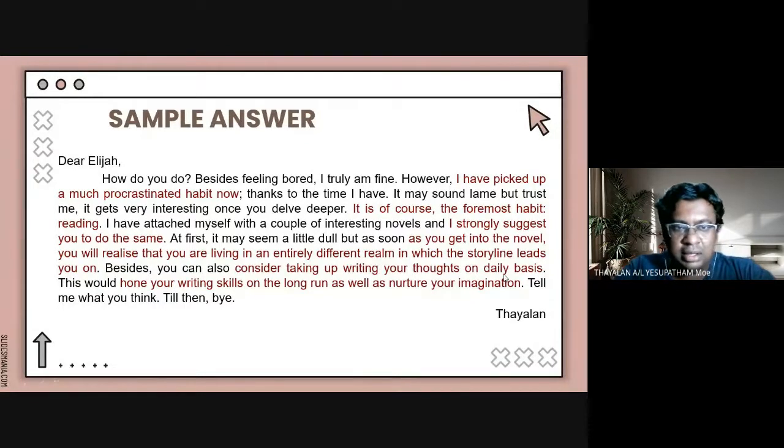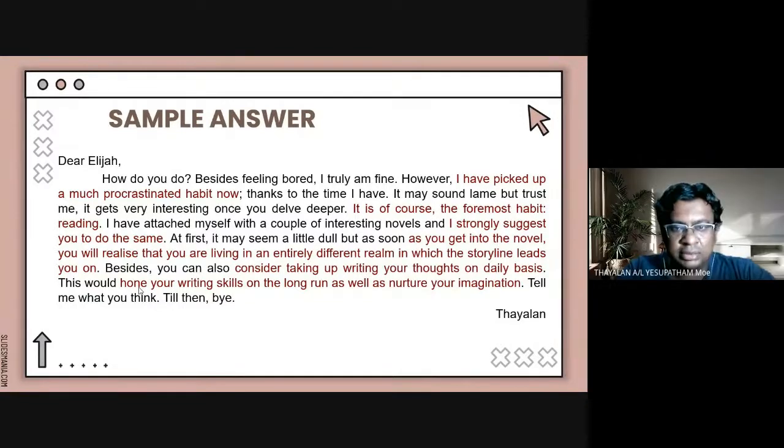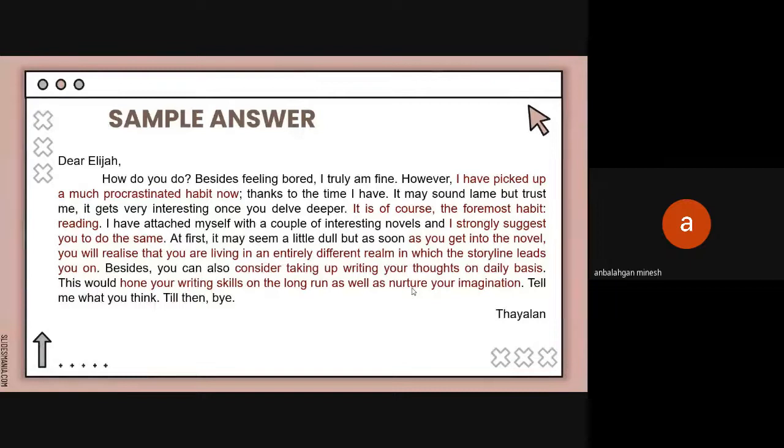And then hone. And then nurture. I would want you to list down these words and find the meanings for these words. All right. Now let's move on.